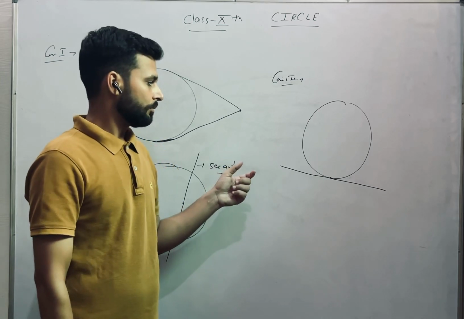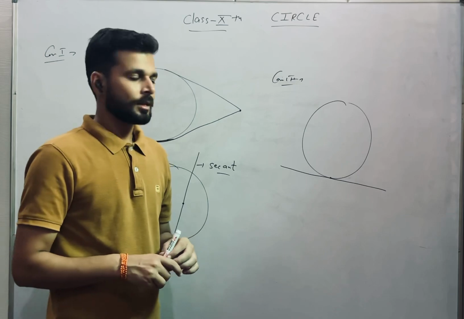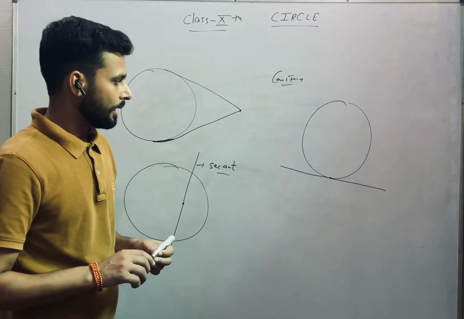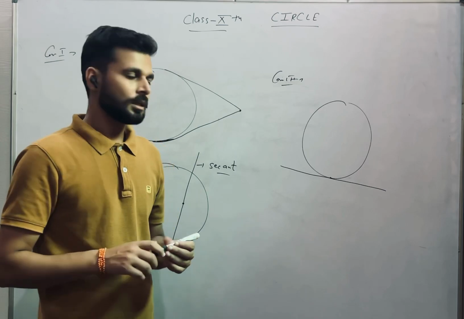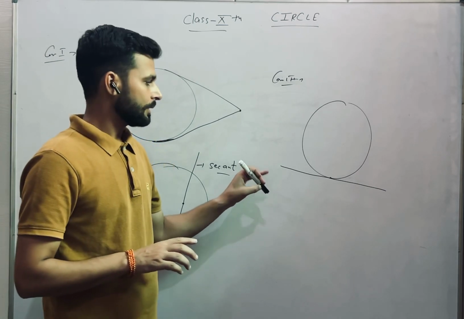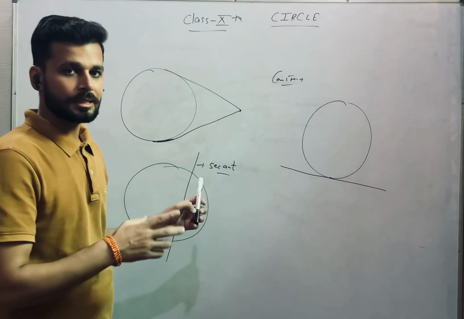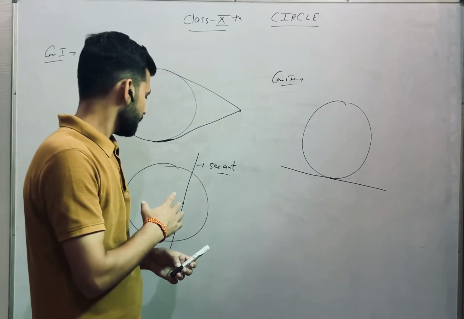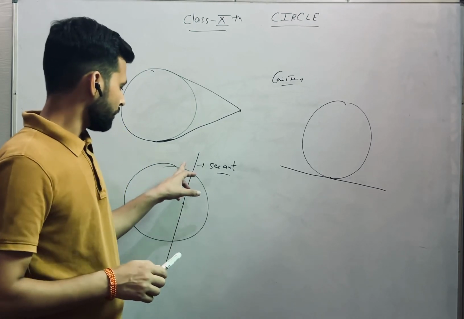Tangent is a line which passes through the boundary of a circle touching only one point, or we can say that the line that passes through the boundary of a circle and touches only a single point is called a tangent. Next, what is a secant? Secant is a line that passes through the circle, intersecting 2 points which are on the boundary of a circle.